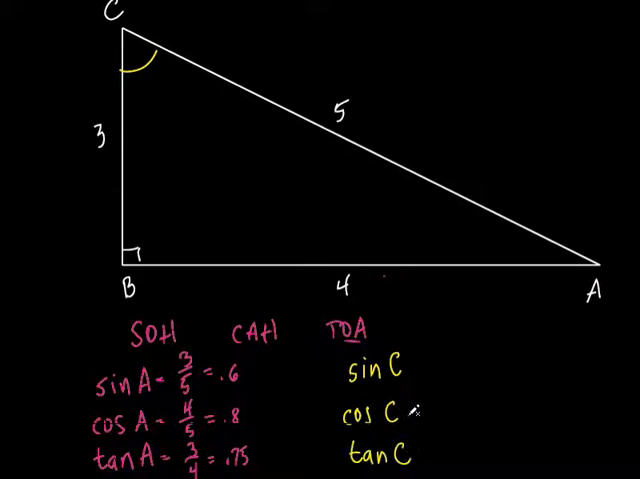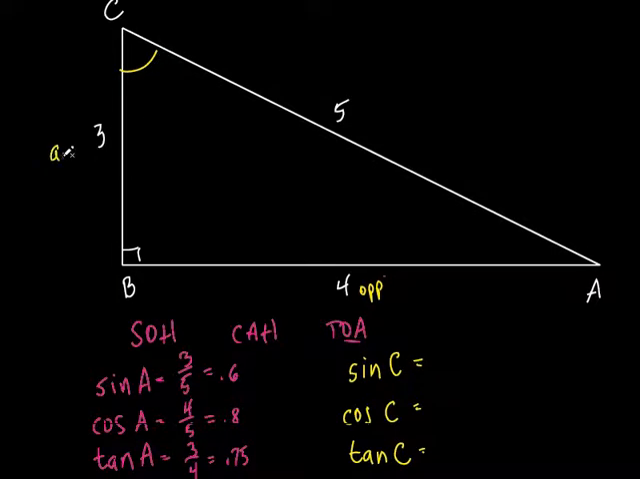Are they going to be the same exact answers? No, because we're dealing with a different angle. So now our opposite and our adjacent are two different sides now, aren't they? So this time, what is this 4 right here to angle C? This one's opposite. Okay? What is the 3 to this angle C?